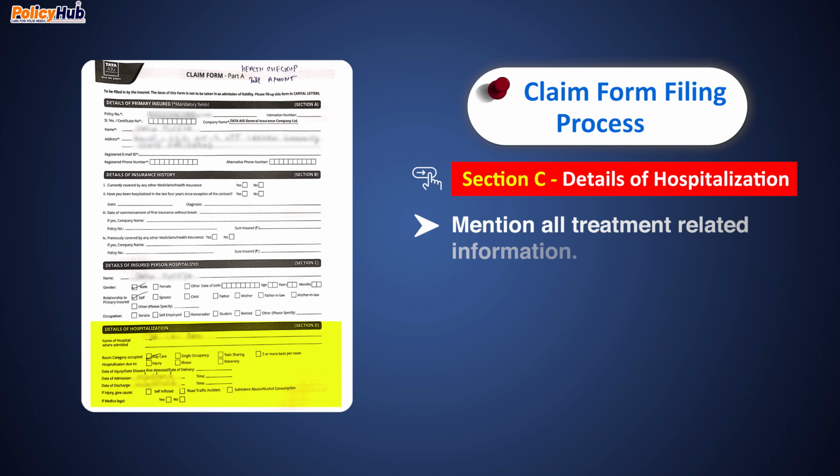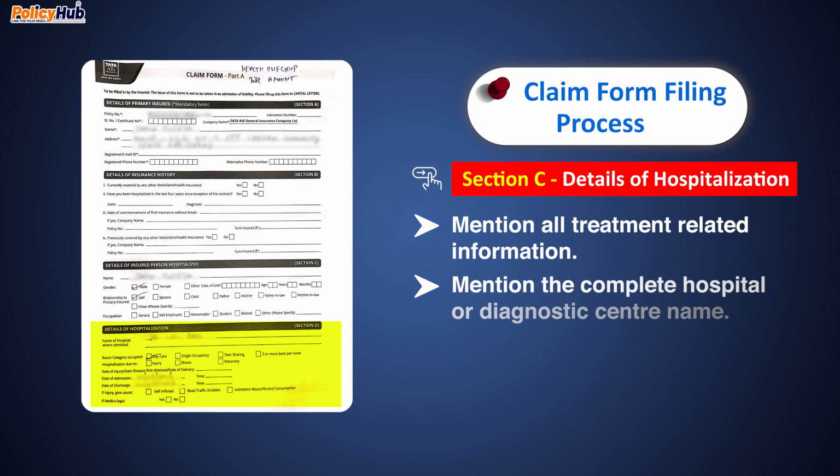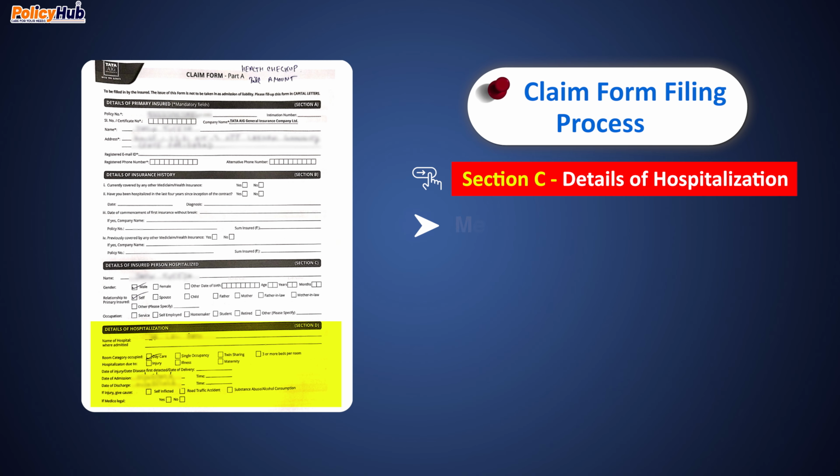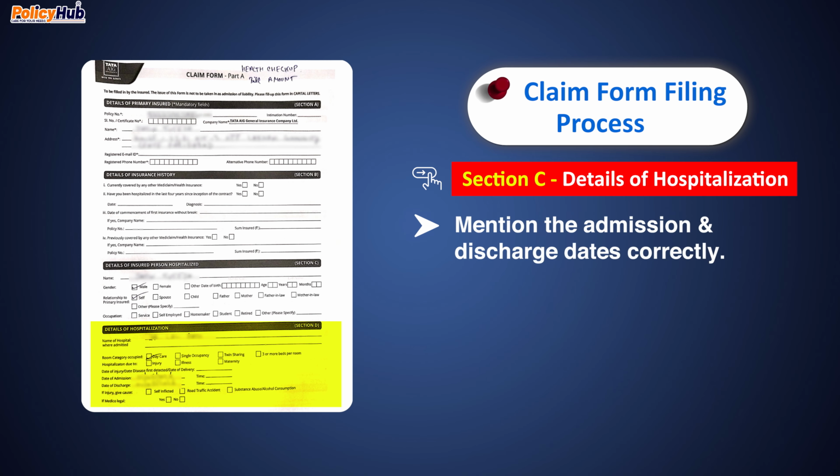Section C contains details of hospitalization. This is one of the most important sections because here you need to mention all treatment-related information, starting by mentioning the complete hospital or diagnostic center name. Then select the room category such as single private room, shared room, or ICU if hospitalization was involved. Next, mention the admission and discharge date correctly.